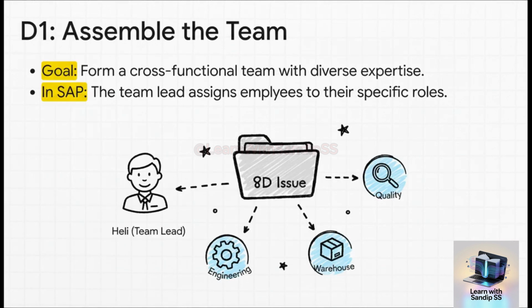First up, D1, assemble the team. You can't solve complex problems in a silo, so the first thing Healy does is pull together a cross-functional team. We're talking people from engineering, quality, the warehouse, anyone who might have a piece of the puzzle. And right inside SAP, she assigns them their roles in the 8D issue.